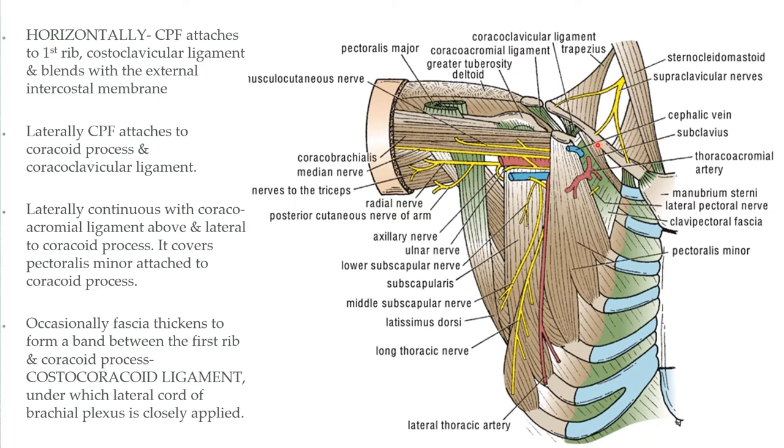Laterally, the clavipectoral fascia extends to the coracoid process, the coracoclavicular ligament, and the coracoacromial ligament, and then fuses with these three structures. The superior border of the clavipectoral fascia sometimes becomes thick, and this thick part extends from the coracoid process laterally to the first costal cartilage. This thickened part of the clavipectoral fascia is then known as the costocoracoid ligament.